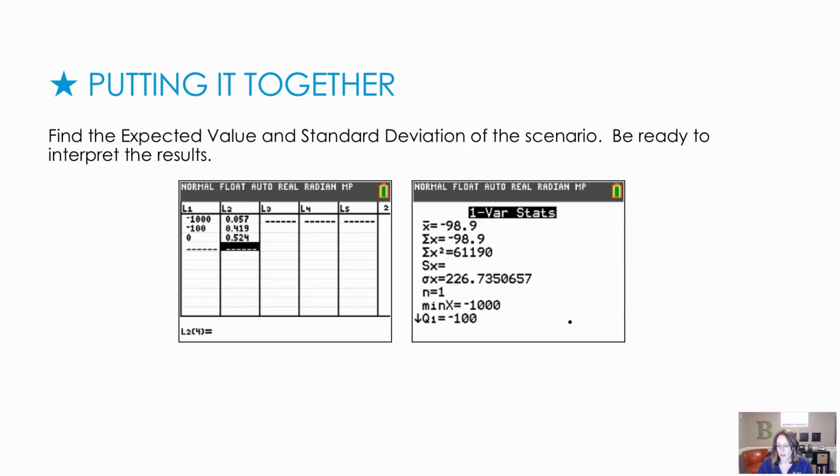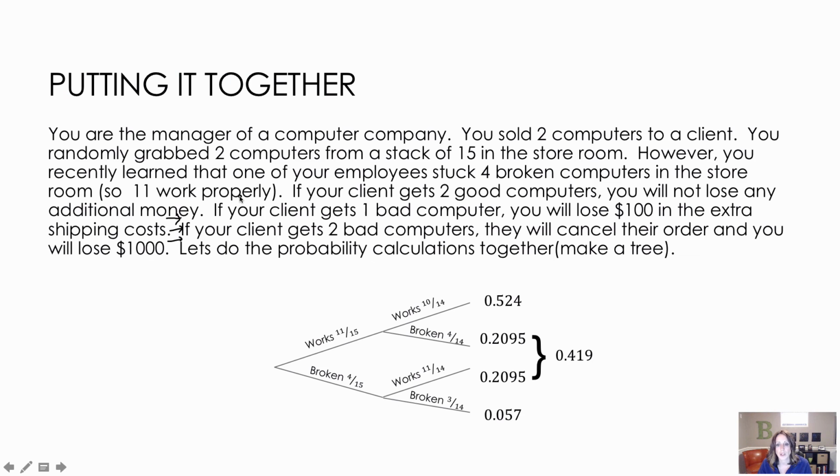So again, the way that I put this into my calculator is, this was if I had 2 bad computers, which was -1,000. The probability of that was 0.057. If I had 1 bad computer that was losing $100, that was the 0.419 that we found. And then if I had no bad computers, that was the 0.524. Again, those values all come from this tree diagram.